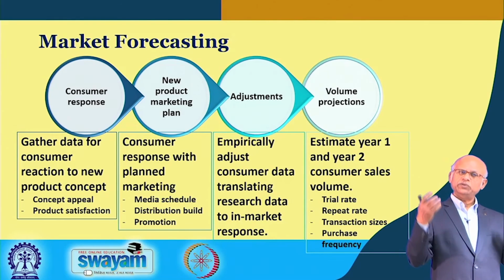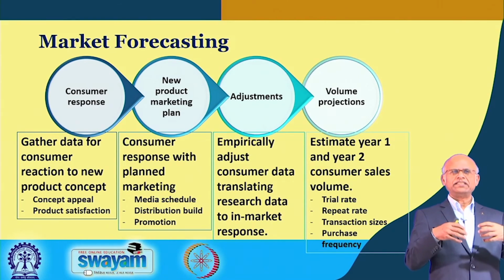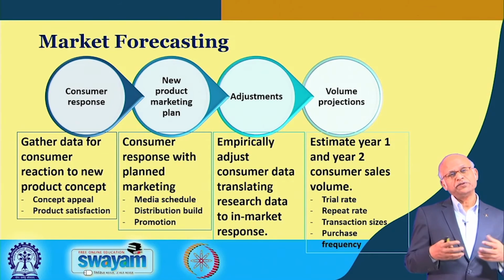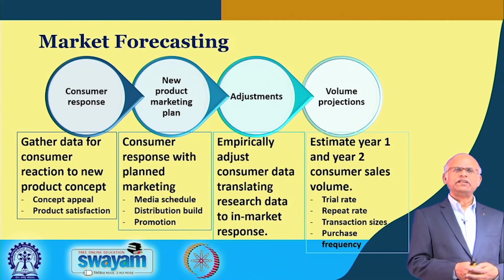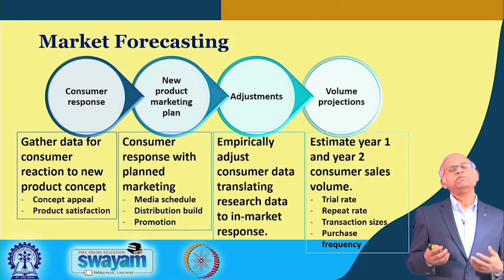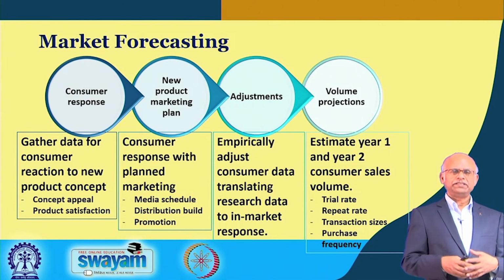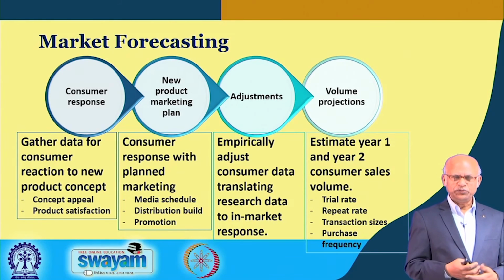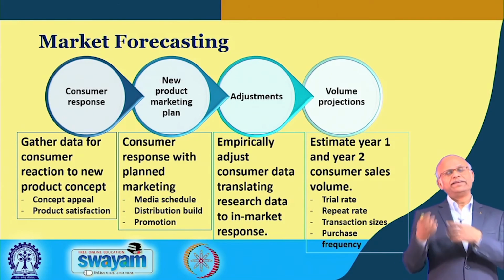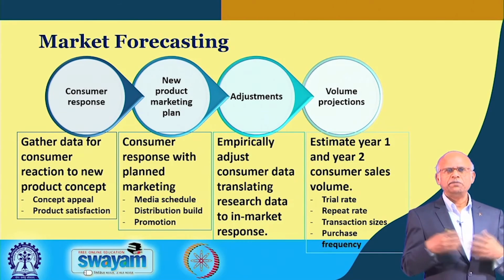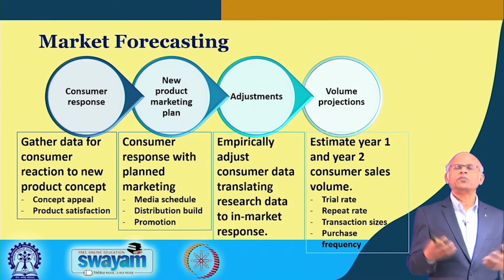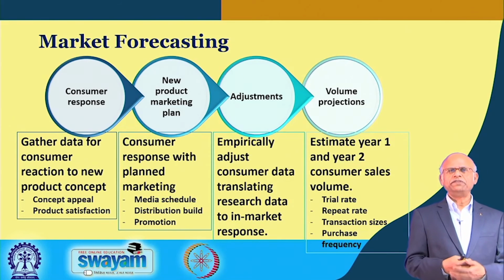One is, initially you gather data for consumer reaction to a new product concept. So, it is a concept test, conceptual appeal, and the product satisfaction level. Then you go for a marketing plan, as to how you are going to advertise, what is the level of awareness you will be able to create. So, depending on that, you get another factor, media schedule, and then distribution build plan, how you are going to promote, how much you are going to invest.